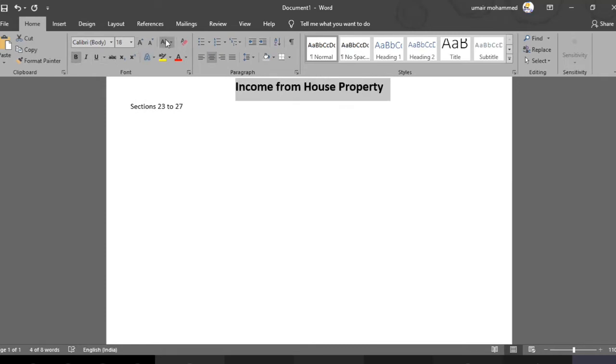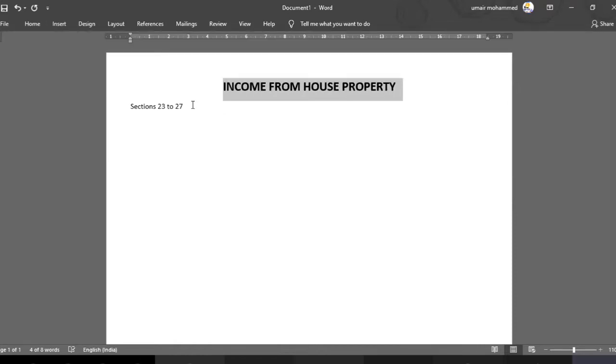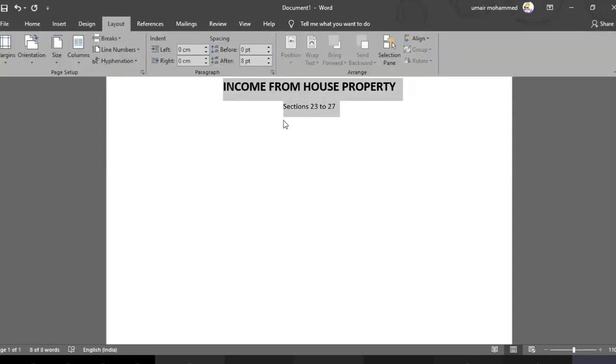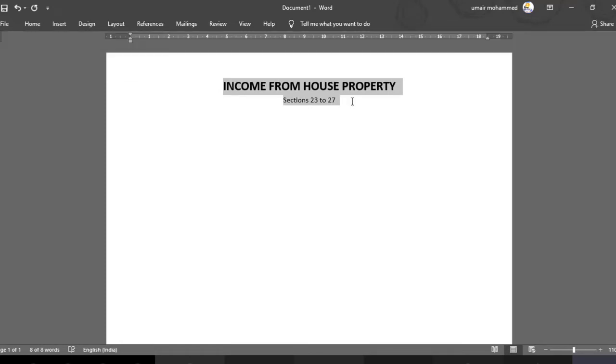And of course, the remaining 3 heads of income, which include profits and gains from business and profession, income from capital gains, and income from other sources, you would be studying in the next semester. So in this semester, you study primarily only the first 2 heads of income.